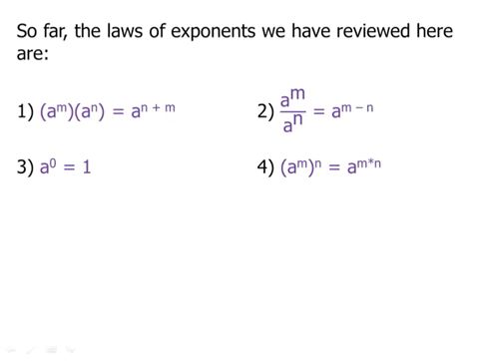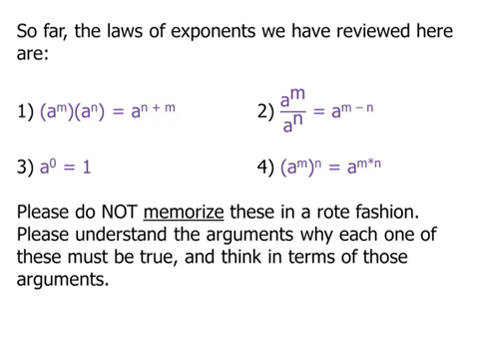So far, the laws of exponents we have reviewed here are: product of 2 powers means add the exponents, quotient of 2 powers means subtract the exponents, a to the 0 equals 1, and power to a power means multiply the exponents. And once again, please do not memorize these in an abstract rote fashion. Please understand the arguments, going back to the fundamental definition of what an exponent is, and think through them, and then you'll really understand why they're true.